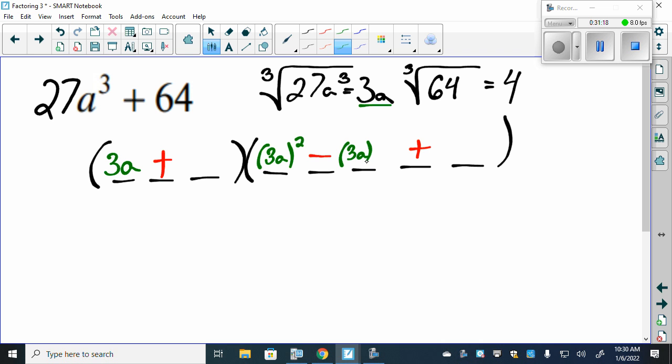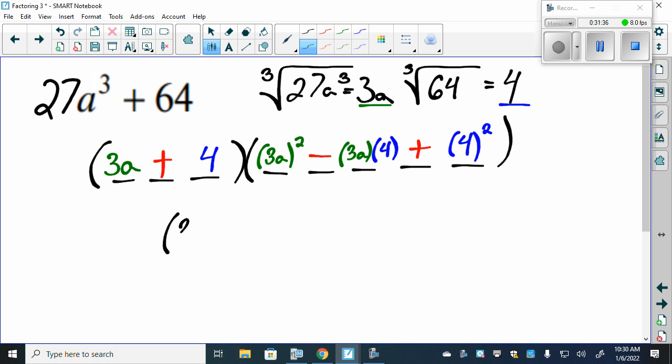Now for our next set of terms, we would have our 4. So here it would be 4 to the 0, 4 to the first, and then 4 squared. Any questions on this so far?